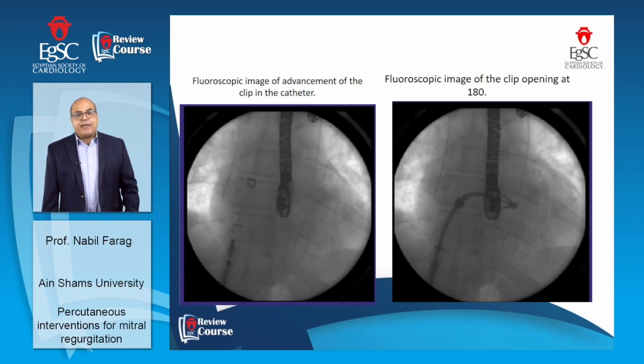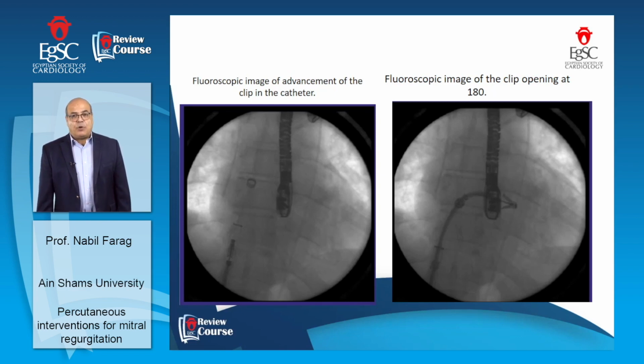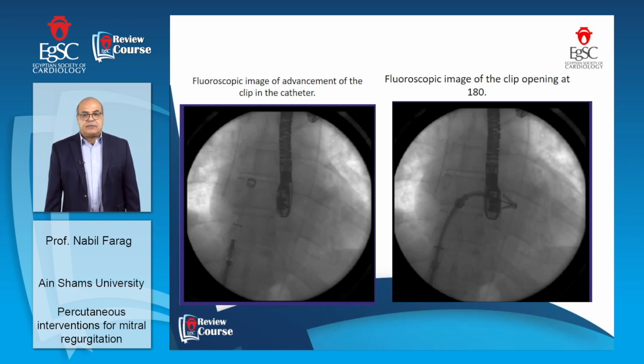This is the fluoroscopic image of advancement of the clip in the catheter. As we see, after transseptal puncture and the introducer of the delivery system, we advance the clip, and the clip should go through the mitral valve while it is opened, as we see by this transesophageal echo.